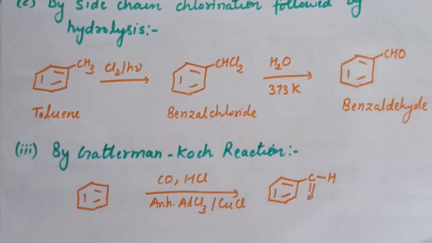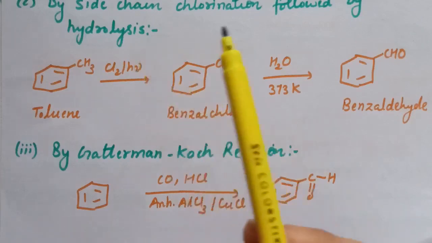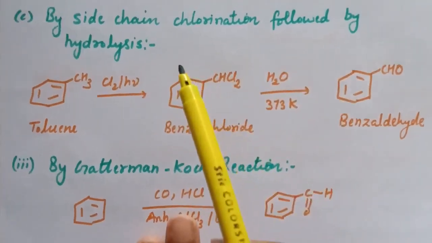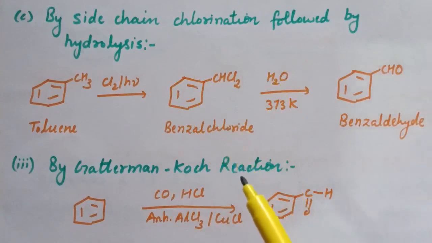So these are the methods by which we can prepare aldehydes. First is Rosenmund reduction. Second is Stephen reaction, that is from nitriles and esters. Third is by using DIBAL-H. Fourth is from hydrocarbons. First is the Etard reaction. Second is the reaction of methyl benzene with chromic oxide and acetic anhydride. Third is the Gattermann-Koch reaction, and fourth is side chain chlorination followed by hydrolysis. So these are the methods by which we can prepare aldehydes.